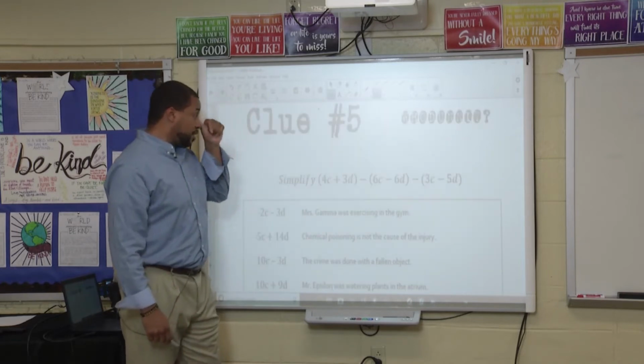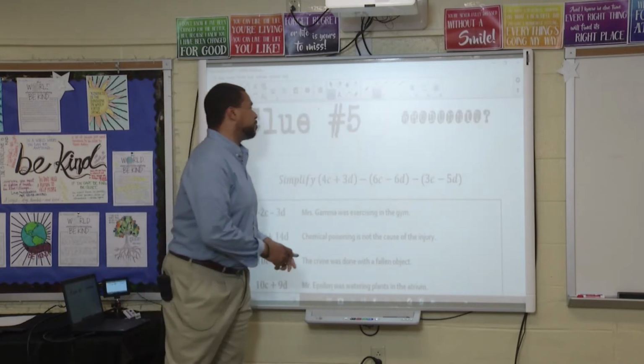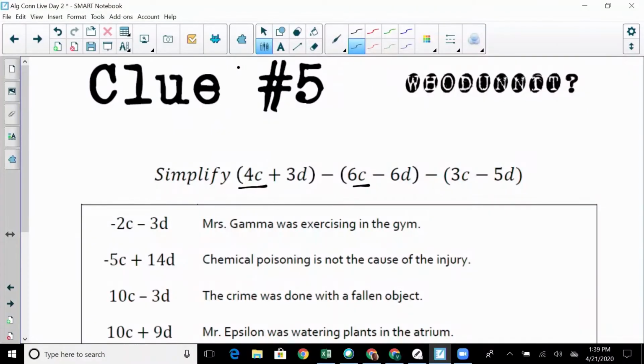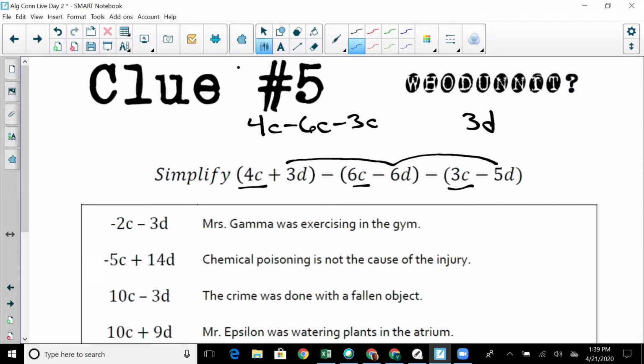The fifth clue is a new one. So let's make sure we underline all like terms. So 4c minus 6c minus 3c, and our other like terms will be 3d, 6d, and 5d. So that's 3d minus negative 6d minus negative 5d.